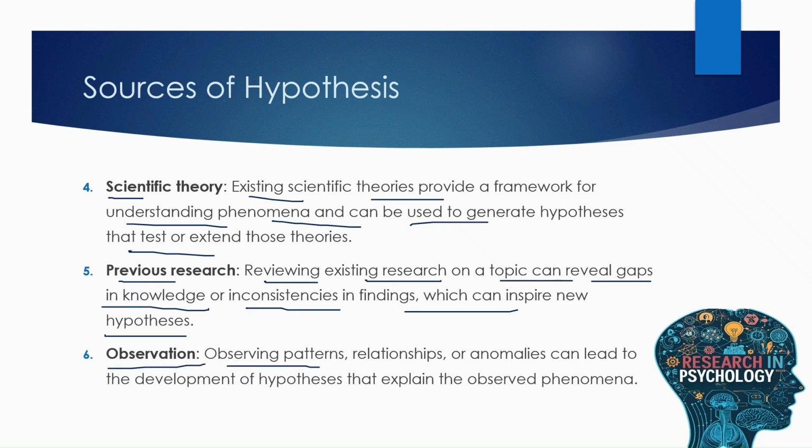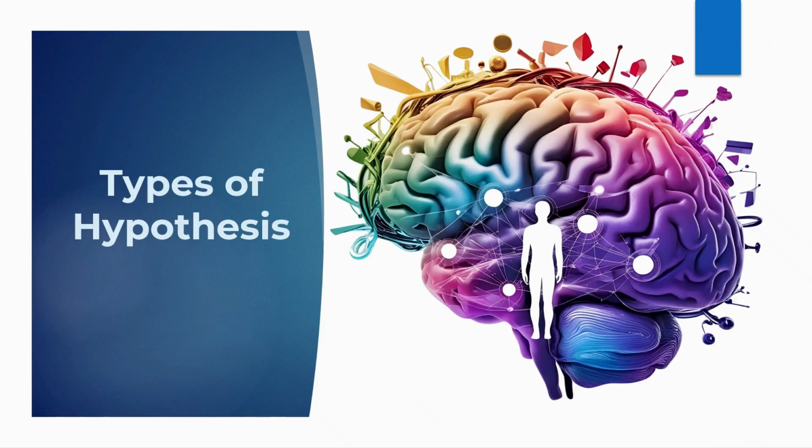And lastly, we have observation. Now, observing patterns, relationships, or anomalies can lead to the development of hypotheses that explain the observed phenomena. So, if you just observe around, if you are a good observer, you will have lots of topics wherein you can generate different hypotheses and initiate a research work. All right. So, these are all the different sources of hypothesis.